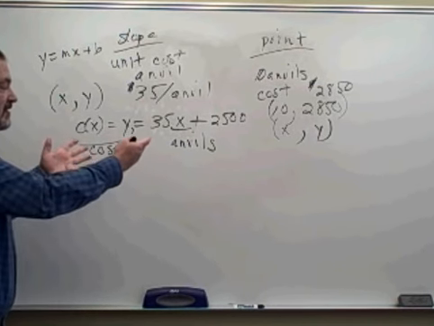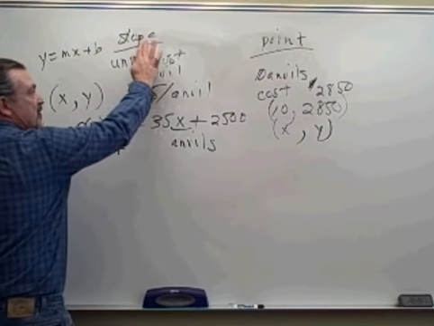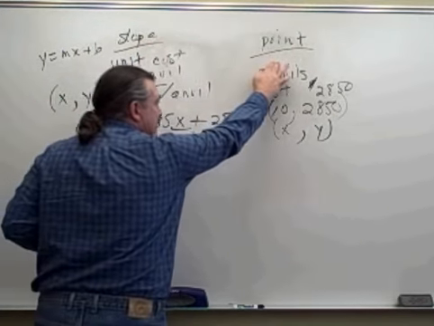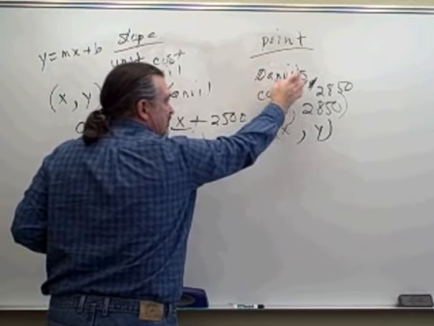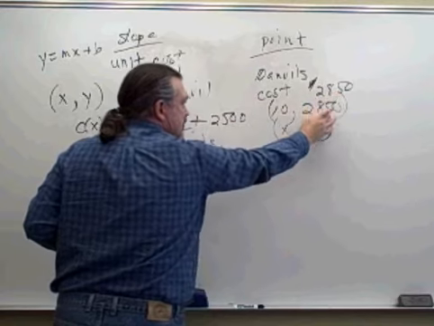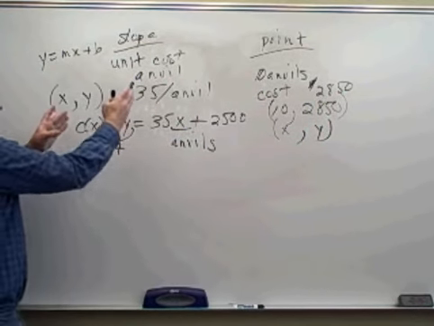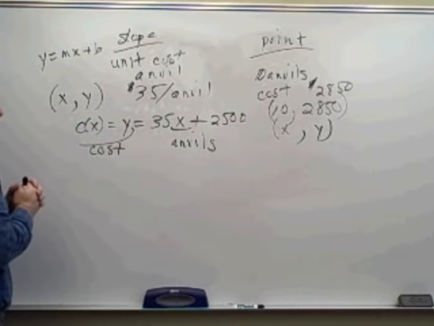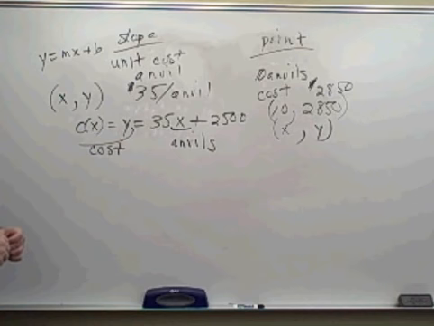So in this instance, I was able to find that cost function because I was given the slope and a point. The point was telling me how many anvils were made and what was the total cost. So I was able to use that information along with that unit cost, which is my slope of my line, to produce my cost function.